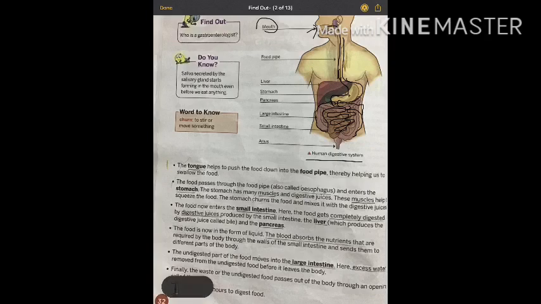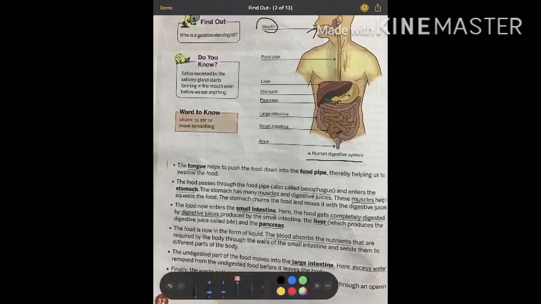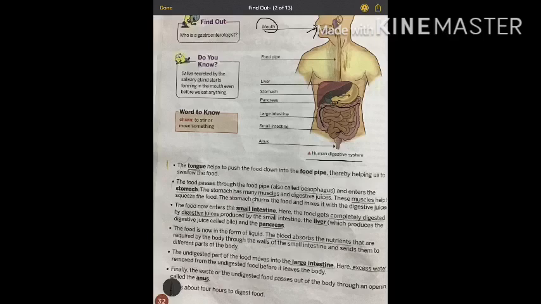Alright students, I will just rub this so that it is a little clear to you again. Okay, so this is large intestine, and from this large intestine the undigested food is passed out of the body through this anus. Alright, so this way the whole digestion takes place in our body. Okay, and every organ of the digestive system plays its role in that.